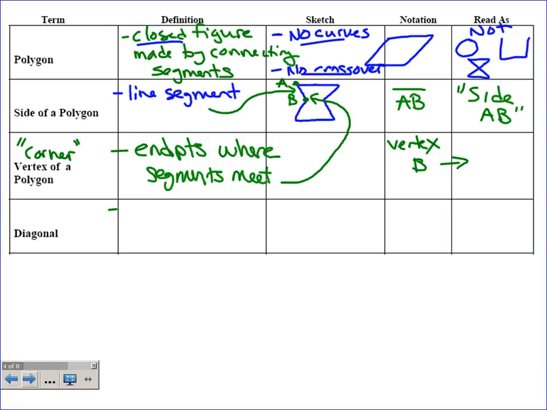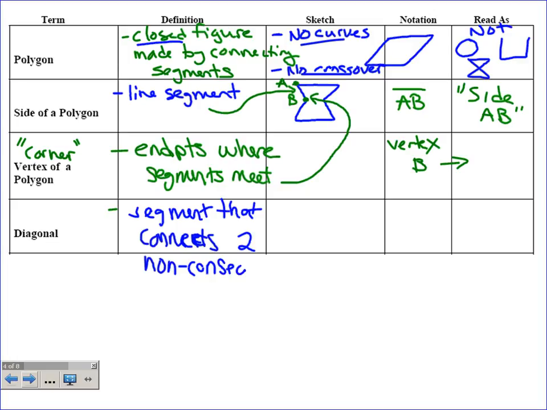Okay, diagonal. This is a segment that connects. Sometimes when I'm recording this, it skips some of my handwriting recognition. I really don't have this bad of handwriting. It connects two, I'm going to put a weird word up here, non-consecutive sides.